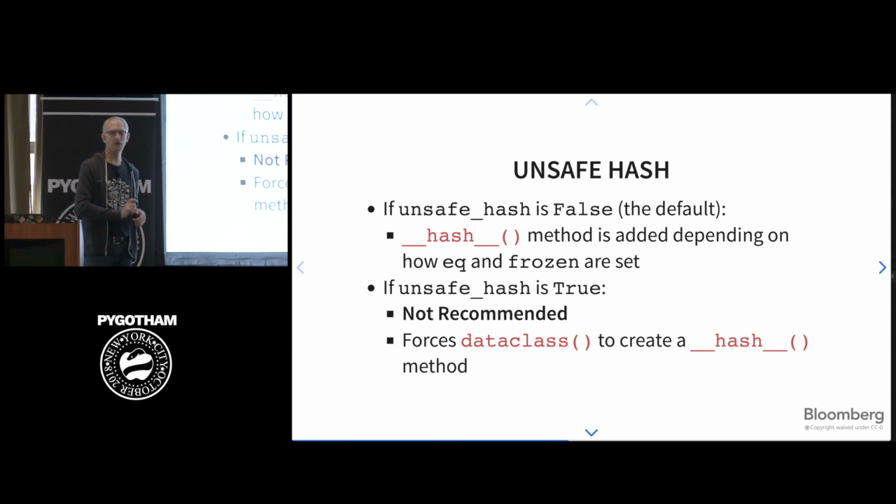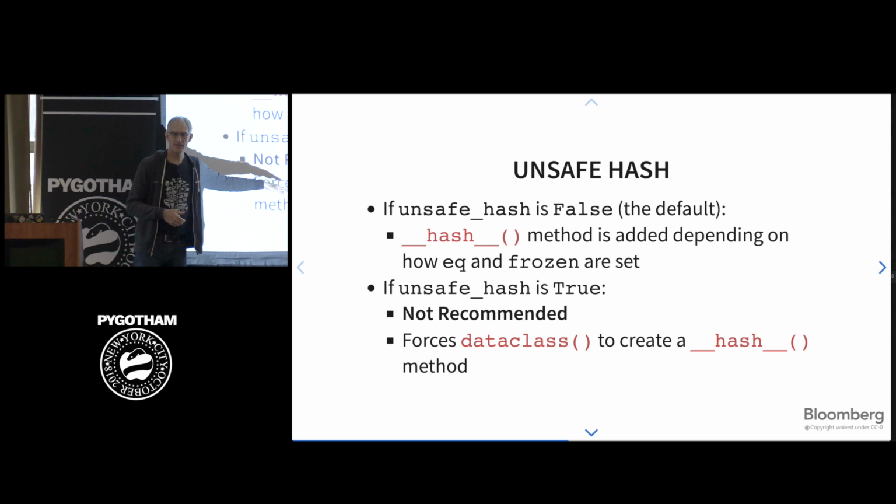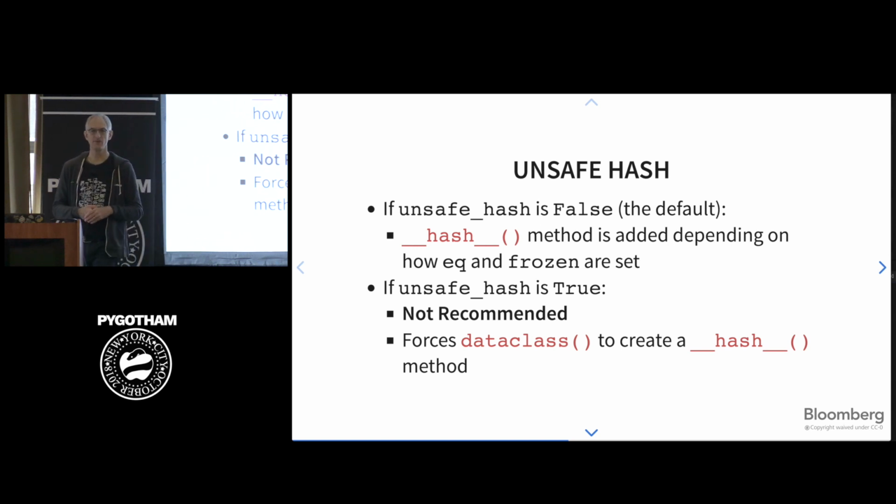If the decorator has decided that you shouldn't get a hash method, but you as a designer of this class feel that it is appropriate, you can override that default behavior by setting unsafe hash to true. That said, the Python documentation is very clear that this is not recommended. It's there as an escape hatch if somehow the decorator isn't doing the right thing for you. But essentially, if you set this to true, it is forcing the data class decorator to create a hash function for you.